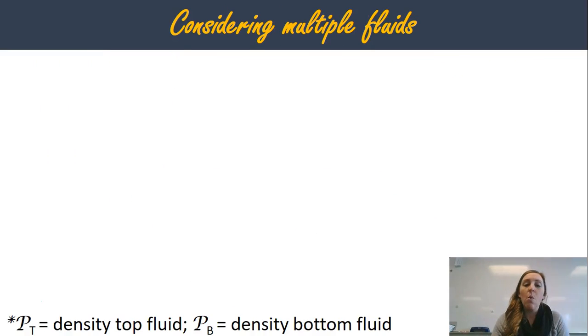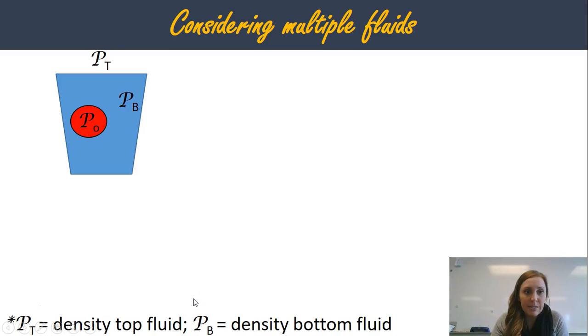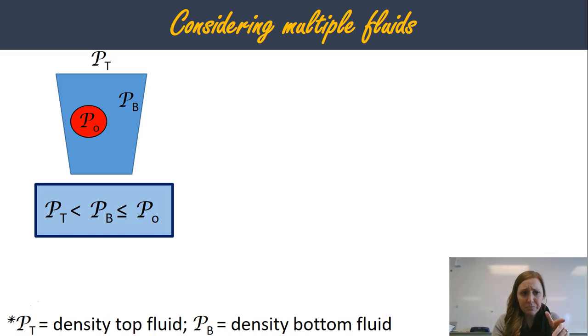All right, so what if we have multiple fluids? So the first thing I want you to notice is the density on the top versus the density on the bottom. So these are the fluids. Let's say this is water and this is air. So the density of air is the top density, the density of water is the bottom density. So in this scenario, if our object is here or going down, we know that the density of the top is the smallest, and then either these two are equal or the object is more dense if it's sinking.